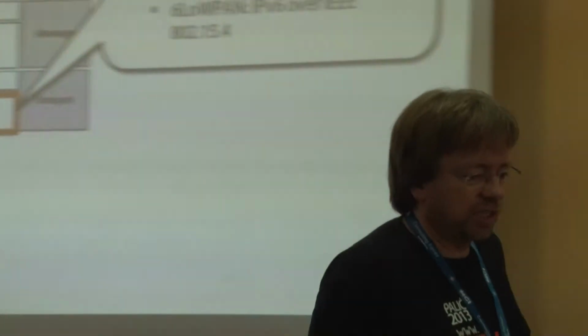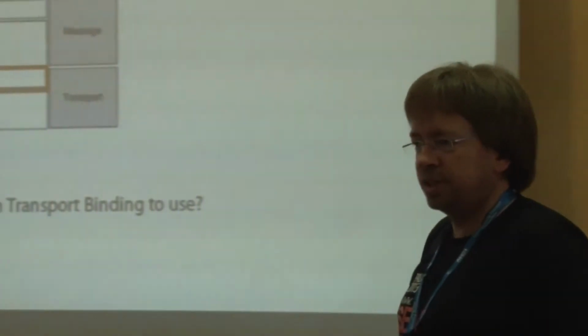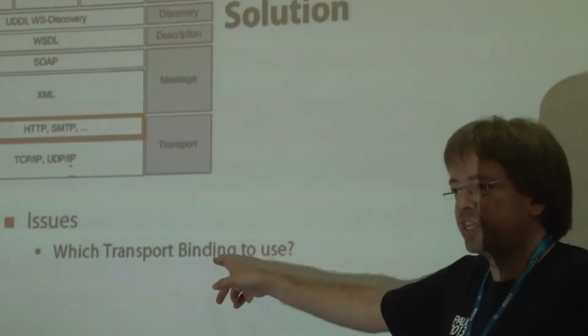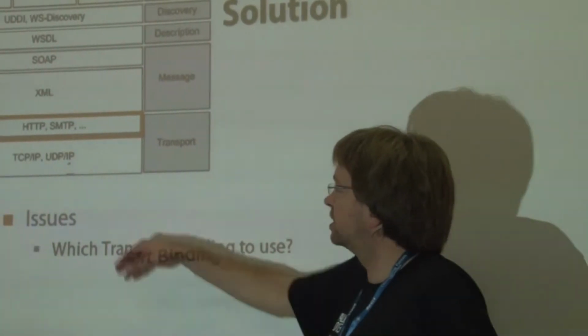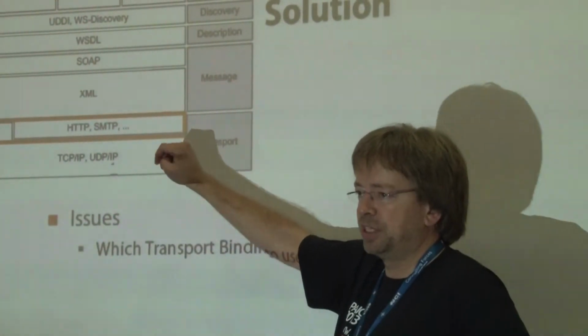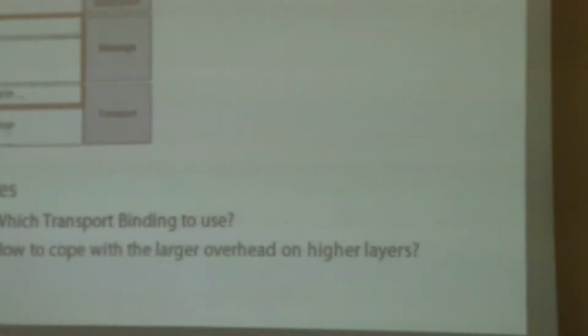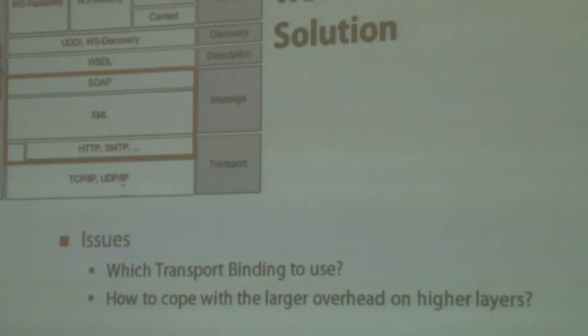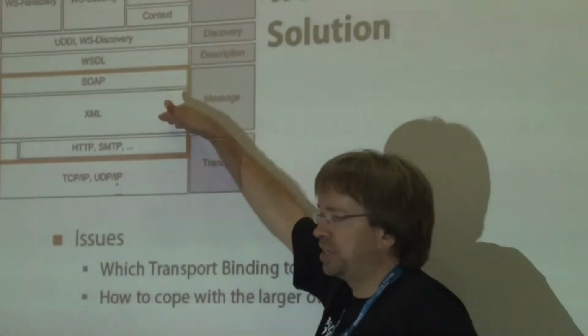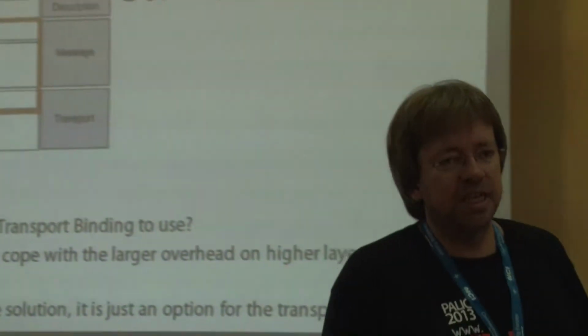We are much more interested in the next layers coming up here. So the issues that we are interested in is which transport binding to use. In the SOA world, you always talk about transport bindings. What is meant is which transport protocol are we using here. So which transport binding to use, and how to cope with the large overhead on the message layer, especially on SOAP and XML. So huge messages, can we somehow handle this?